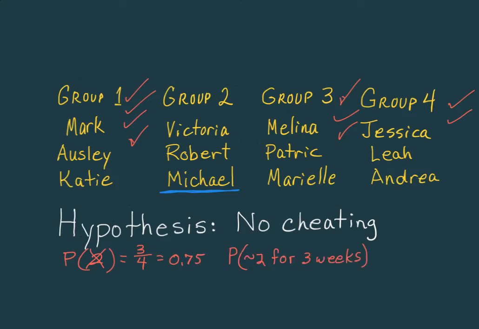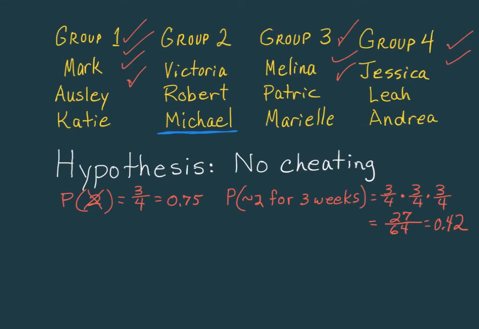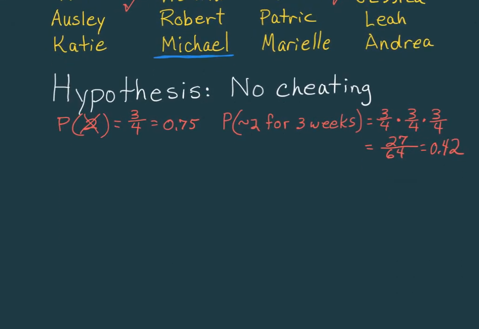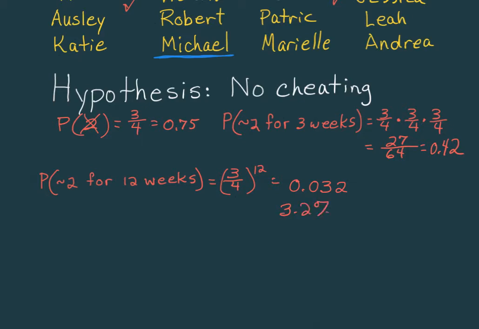So what would the probability of not group 2 occurring for 3 weeks be? Well, that would be 3/4 times 3/4 times 3/4, or 27/64. That's a smaller number. The probability of that is still just 0.42. Less probable than its complement, but still not too bad. You might still give him the benefit of the doubt. However, if this were to go on for, say, 12 weeks, there's only a 3.2% chance of that happening.